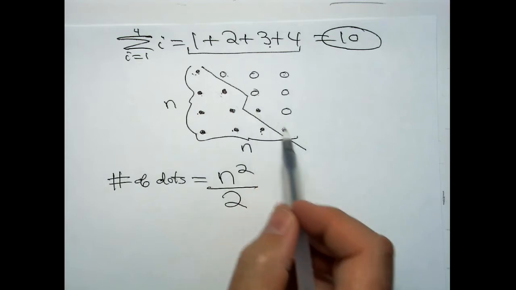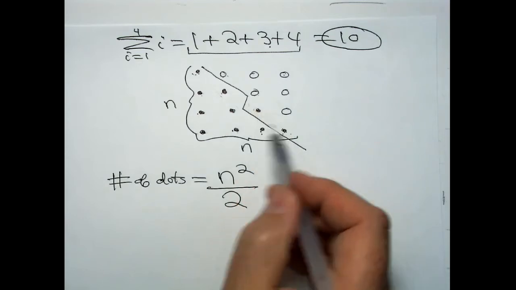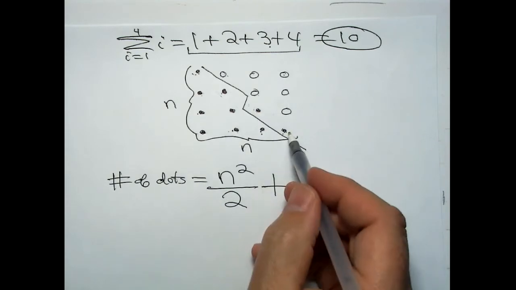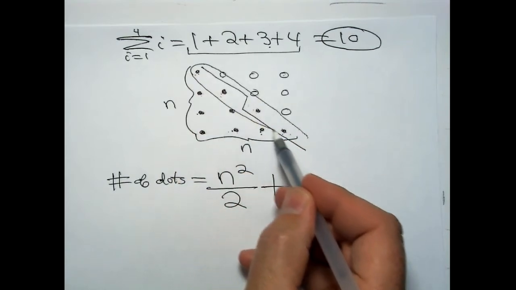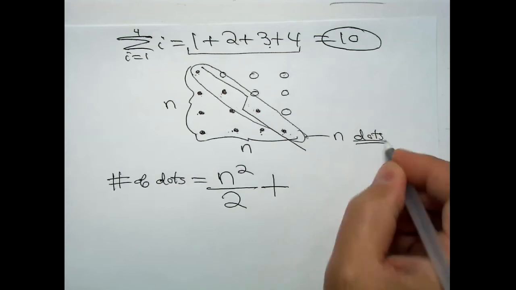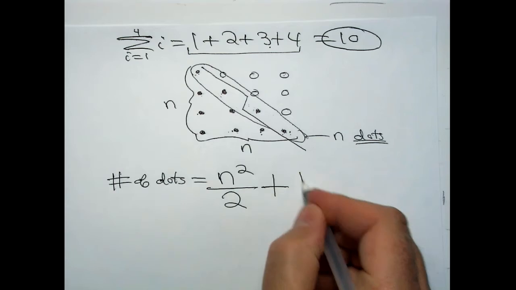But I realize that I'm missing a couple of items here. These 2. These 2 didn't make it into my count. So we've got to add them back in. Now, how many need to be added back in? Well, if you look at this diagonal line right here, you notice that there are n dots in that diagonal line. I need to add these 2, which is half of those n dots, back in.